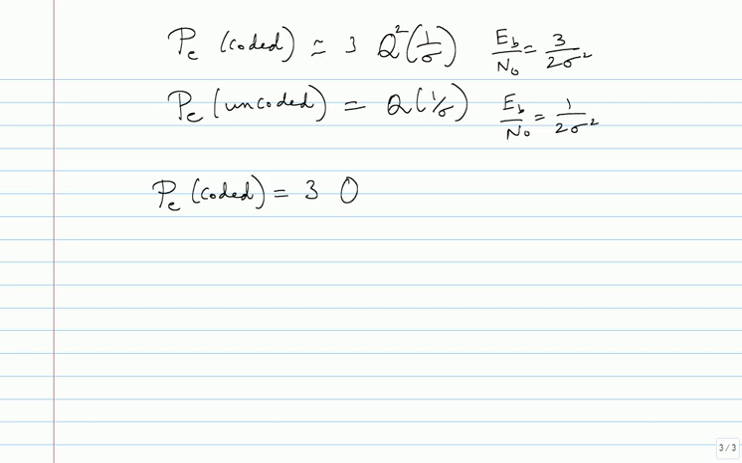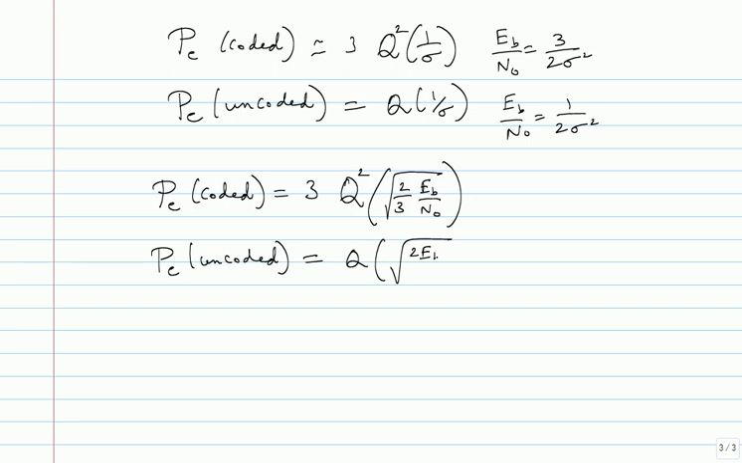It's going to be 3 times Q squared of root of 2 by 3 Eb over N0. And for the uncoded system, it's going to be Q of the square root of 2 Eb over N0, as you know already. This Q squared is a little bit confusing, so if you approximate Q as an exponential or some such thing, you'll see how it works out. But if you plot these two things, you'll actually get a loss because of coding.